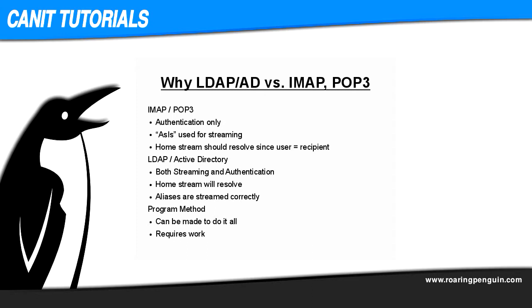Contrast this with LDAP or Active Directory, where the directory does know which addresses belong to which accounts, including aliases, so it can be used for both streaming and authentication. The home stream will resolve and aliases will be streamed correctly. A well-written program method can be used for both streaming and authentication, and it can be made to do all these things seamlessly as well, but it takes extra work to write the program or script you need.